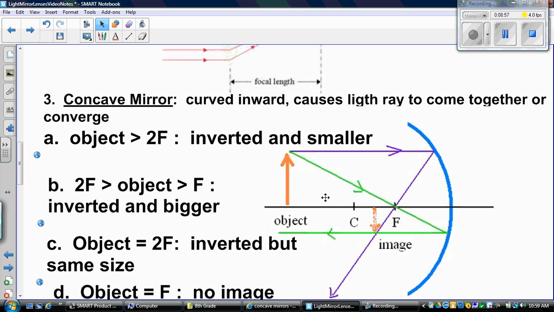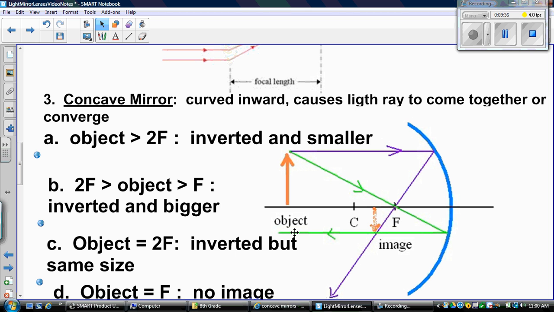The other incoming ray that you're going to draw is the one that goes through the focal point. If it goes through the focal point and hits the concave mirror, it will go back out parallel to the optical axis. So see how these are opposites? Incoming ray parallel, reflecting ray through the focal point. Incoming ray through the focal point will reflect out parallel to the optical axis. Those are the only 2 rays that you will need to draw, those 2 incoming rays and reflecting rays, to find the size and what the object looks like.